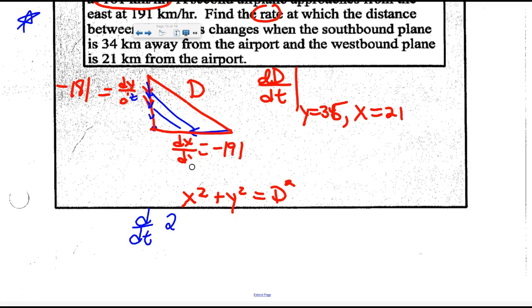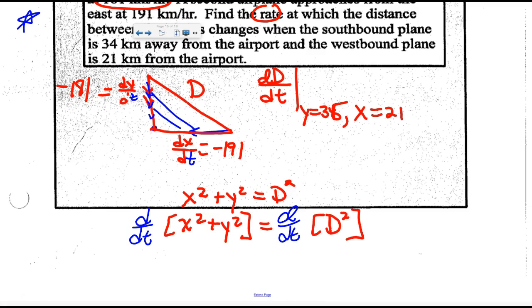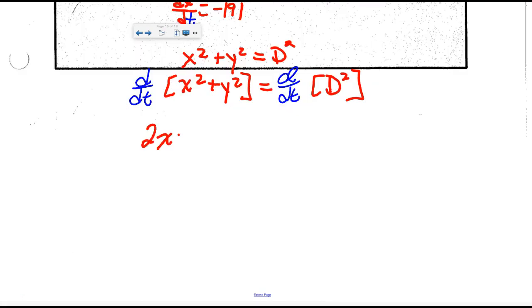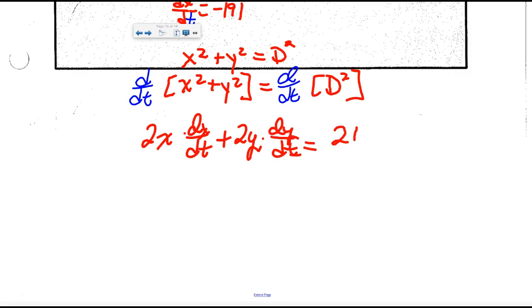Better go fix that on my picture. Getting a little sloppy here. So I would have the derivative with respect to time of the left-hand side, with time being my independent variable, of the right-hand side. That gives me 2x times the derivative of the guts, which is dx/dt, plus 2y times the derivative of the guts, which is dy/dt, would be equal to 2D times dD/dt.